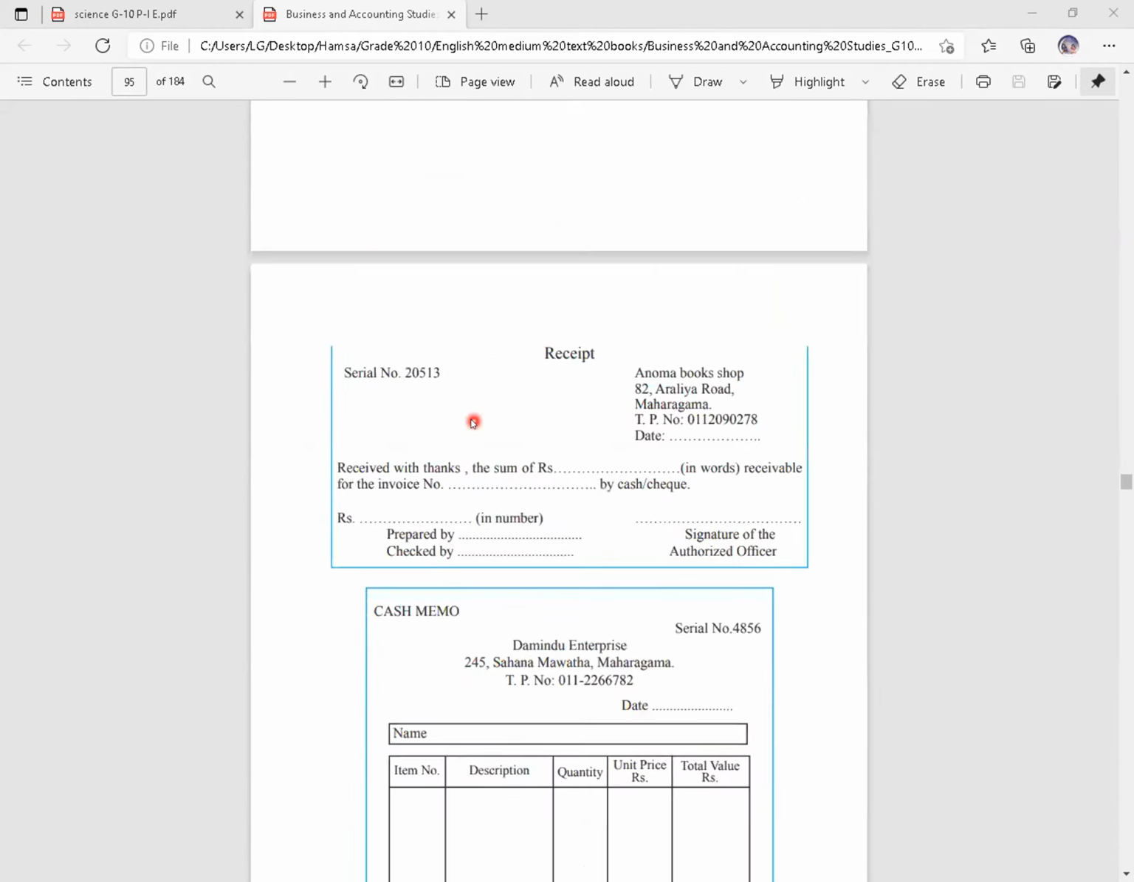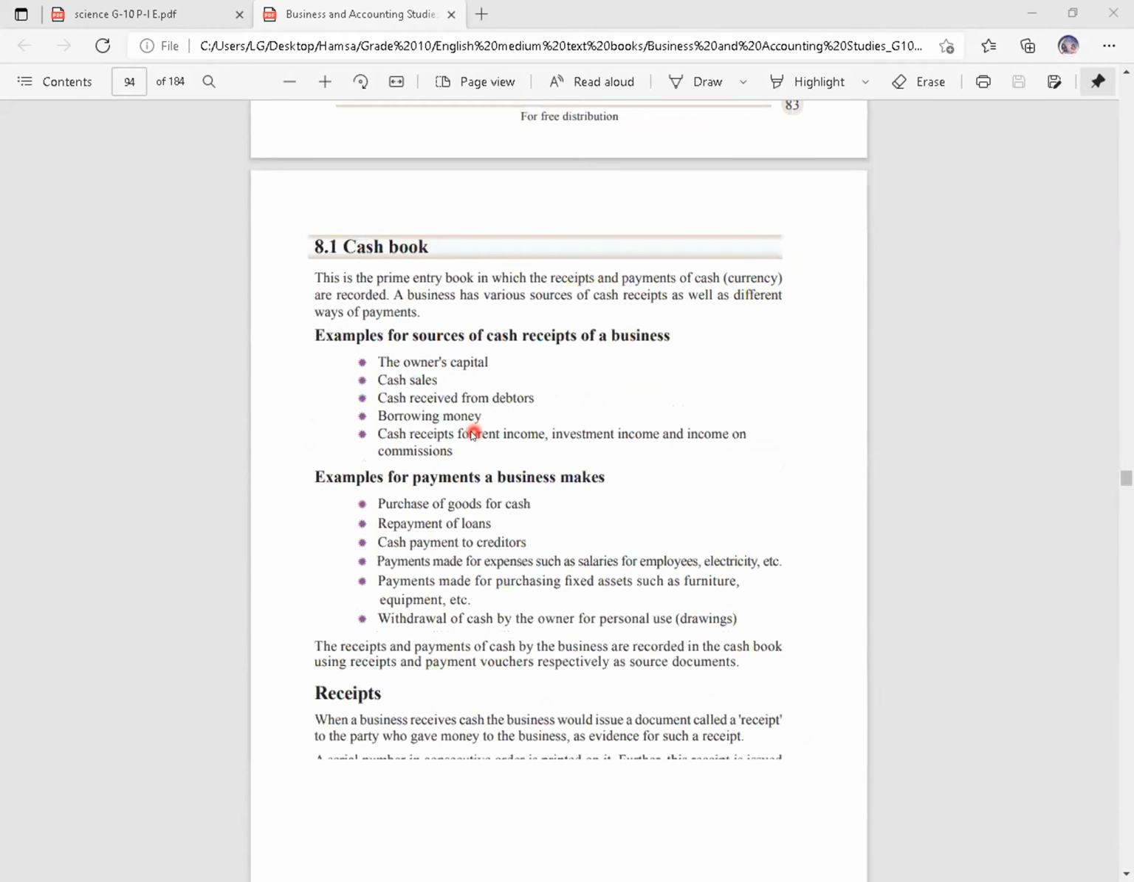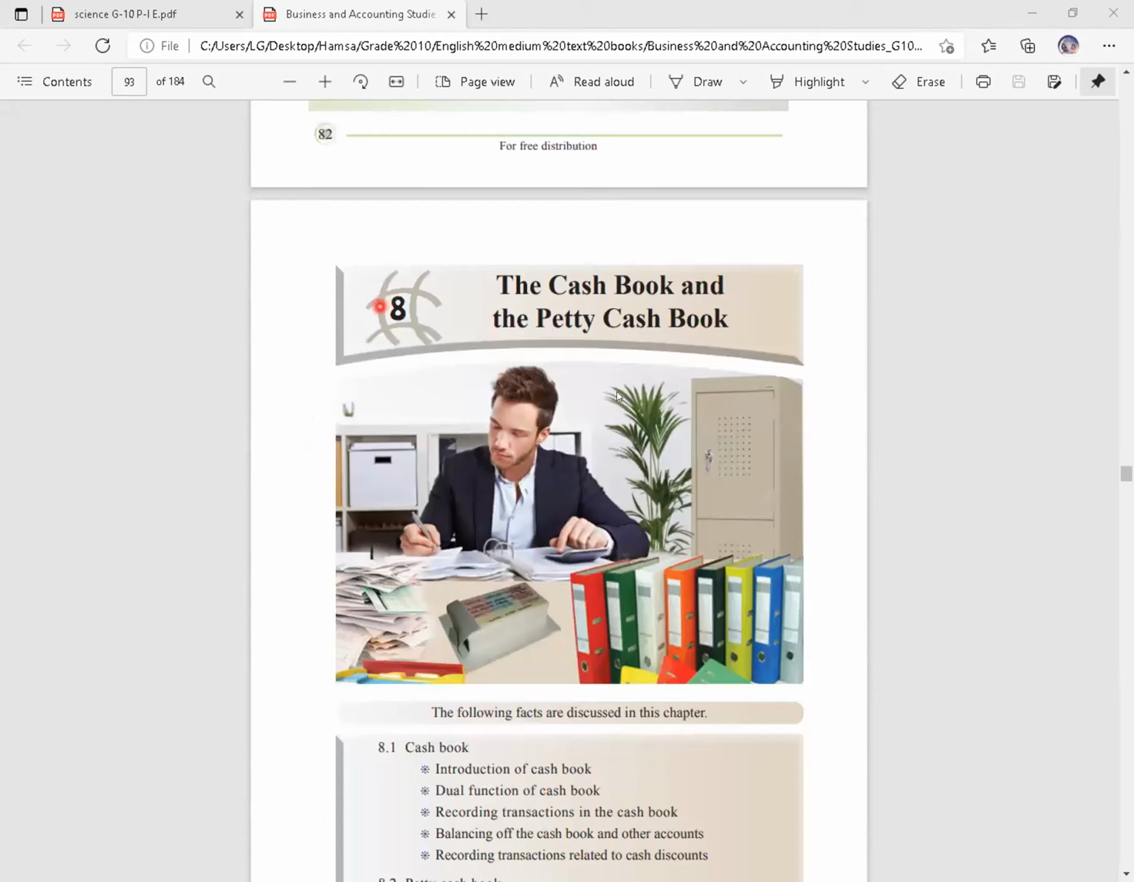So write down the heading, Chapter 8, the cash book and the petty cash book.